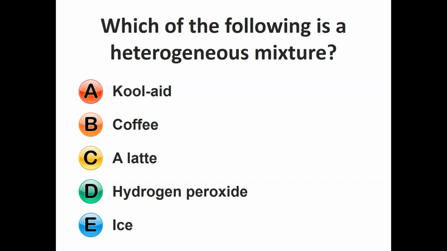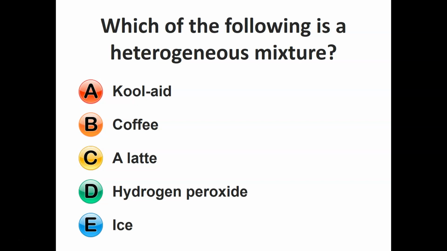Which is heterogeneous? Kool-Aid, which is kind of like a punch if you don't know what Kool-Aid is. It's like a sugary powder that you mix into water to make a punch to drink. Coffee, a latte, hydrogen peroxide, and ice. Only one of these is going to have distinct areas that are not the same.